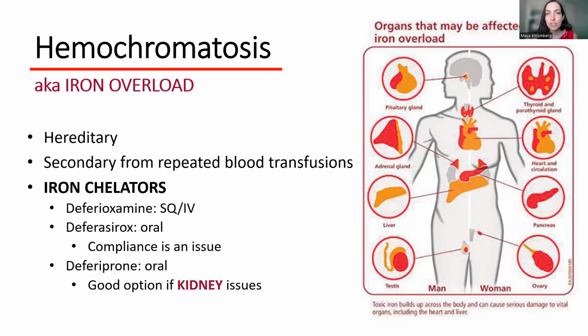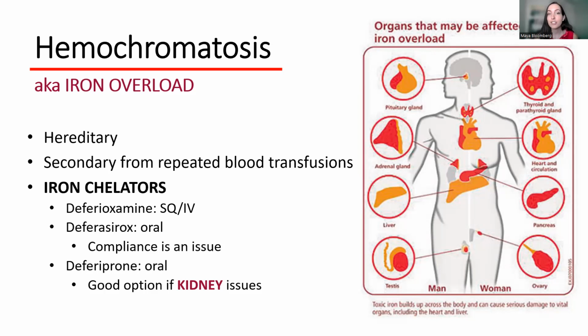We diagnose this from an elevated ferritin. We sometimes can see an MRI confirmation of iron deposits in the liver. The problem with iron overload, and why it's so important to address, is because iron can deposit anywhere in the body. You can see on the right-hand side every organ it can deposit in.